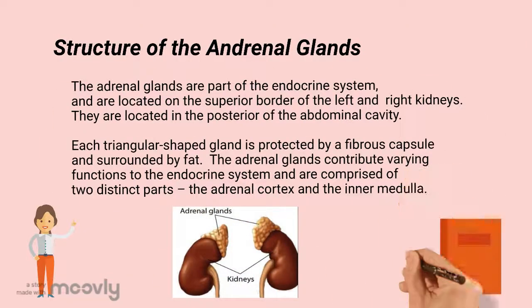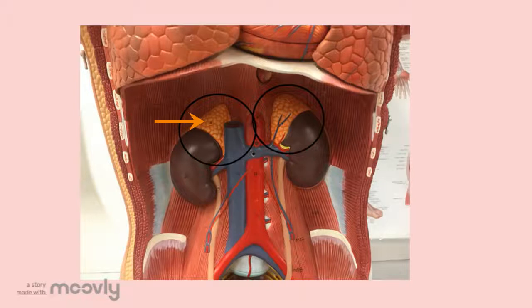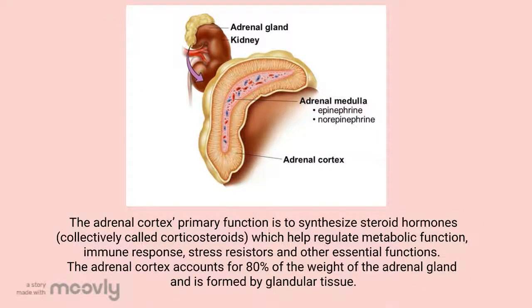The adrenal glands are part of the endocrine system and are located on the superior border of the left and right kidneys. The adrenal glands contribute varying functions to the endocrine system and are comprised of two distinctive parts. As you can see, the adrenal glands are on the superior border of the kidneys and are located posterior in the abdominal cavity. Each adrenal gland consists of two separate portions, the inner medulla and the outer cortex.